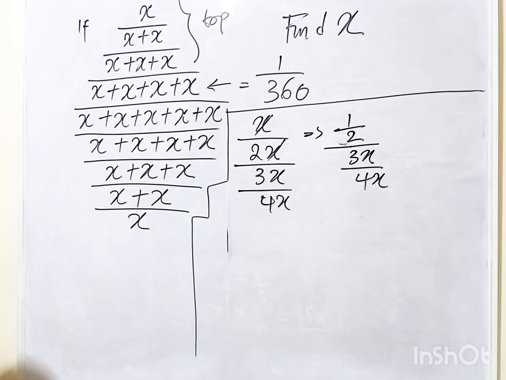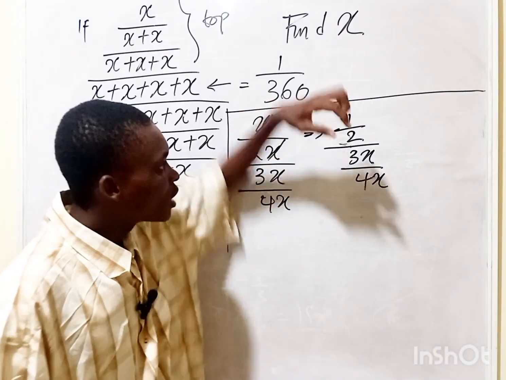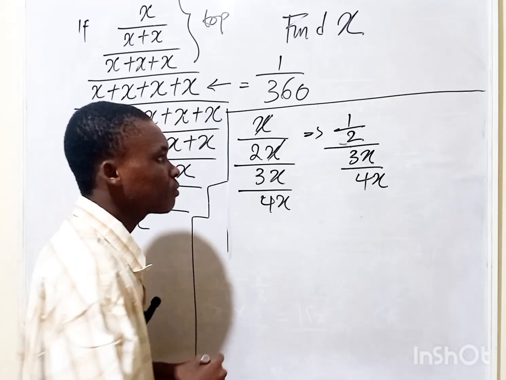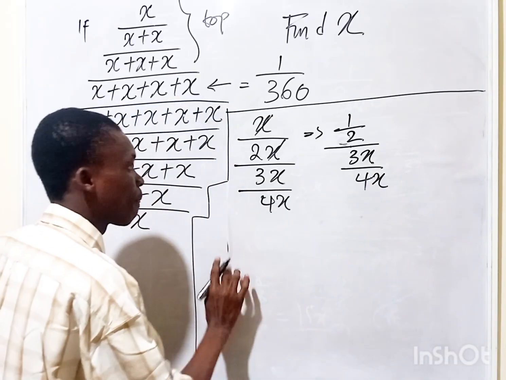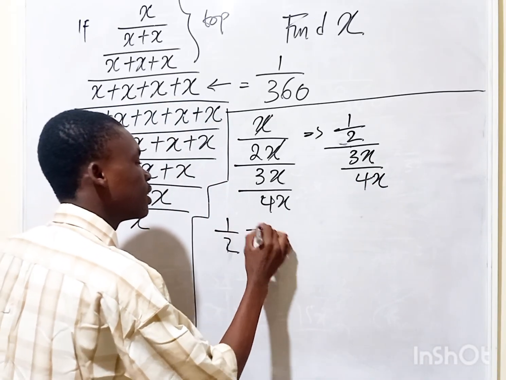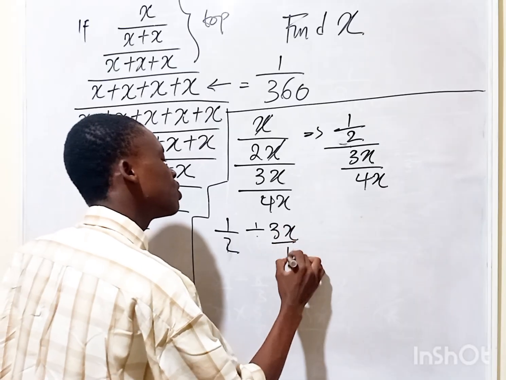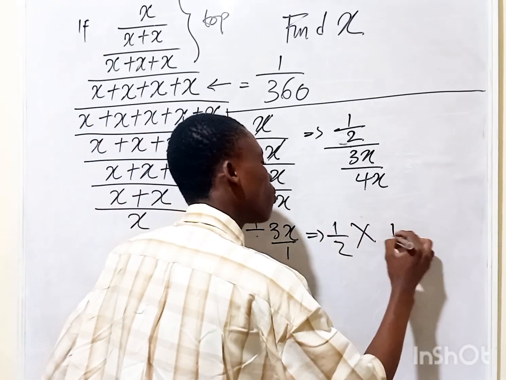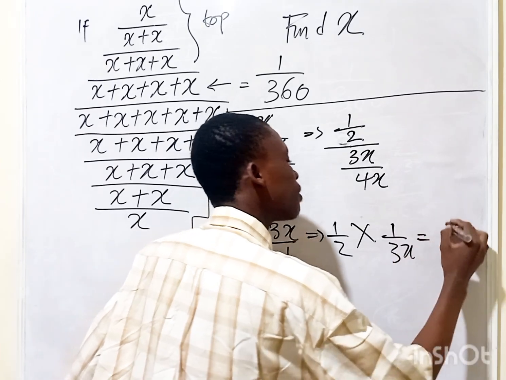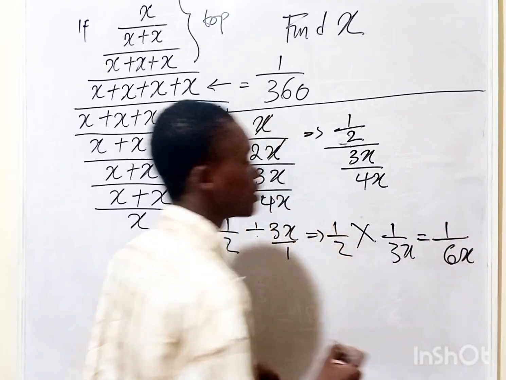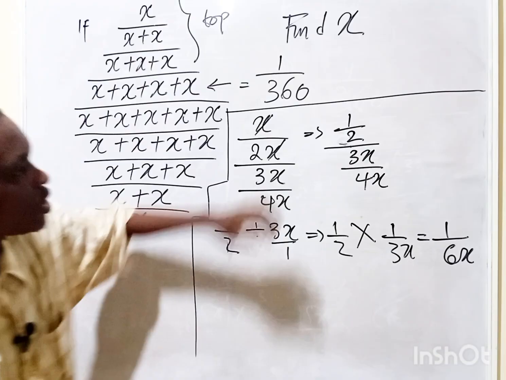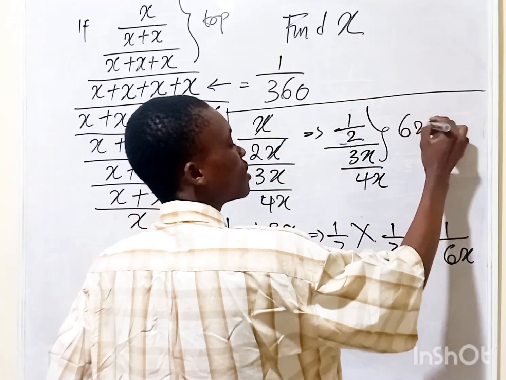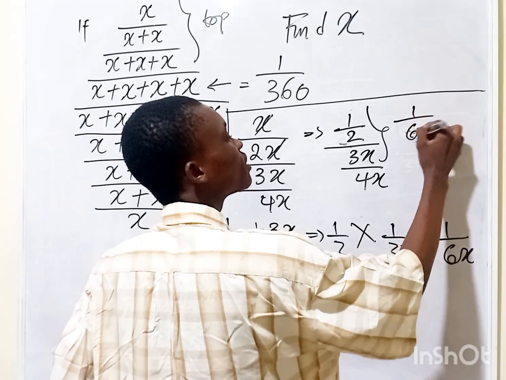Now, this is what we are going to do. Since we are starting from the top, we'll say that 1 over 2 divided by 3x. So you put here over 1. So it becomes 1 over 2 times the interchange, 1 all over 3x. And this becomes 1 all over 6x.